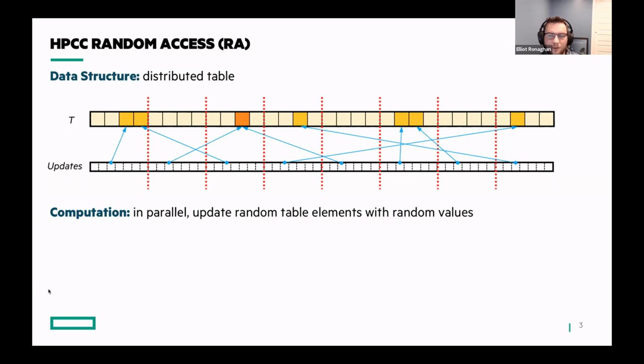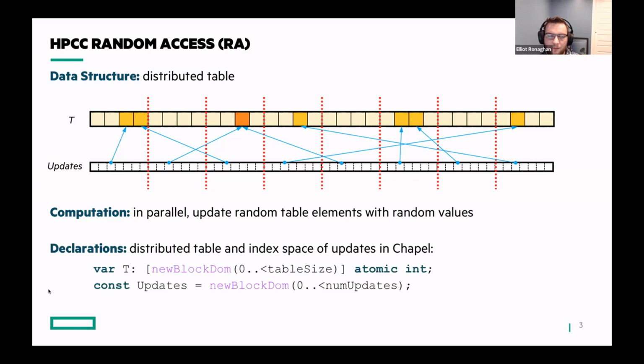And in this particular case, we can see that, for example, node 0 is updating memory that lives on node 0. Node 2 is updating memory that lives on node 0 as well. And you can see that node 1 and node 4 here have some conflicting updates. And so for this particular talk, we're going to think about this in terms of lossless updates. So we're going to be using atomics.